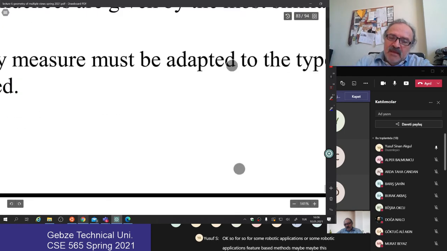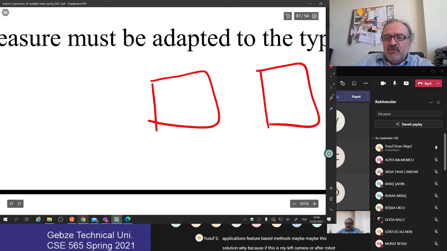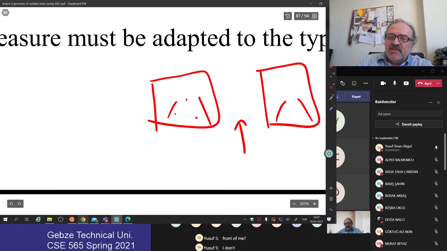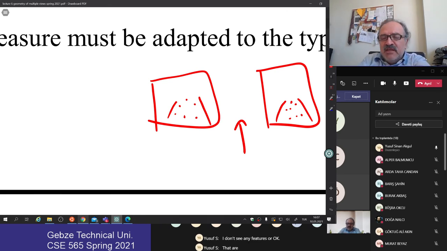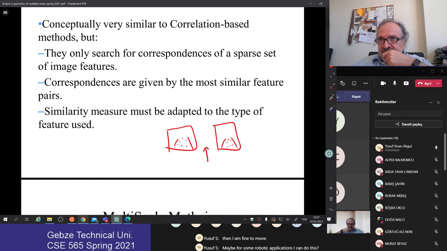Why? Because if this is my left camera of the robot, and this is the right camera of the robot, and I am moving that way, if in front of me I don't see any features that are close by, then I can move in there. All the features that I see in front of me are far away, so I am fine to move. Maybe for some robotic applications, I can do this.